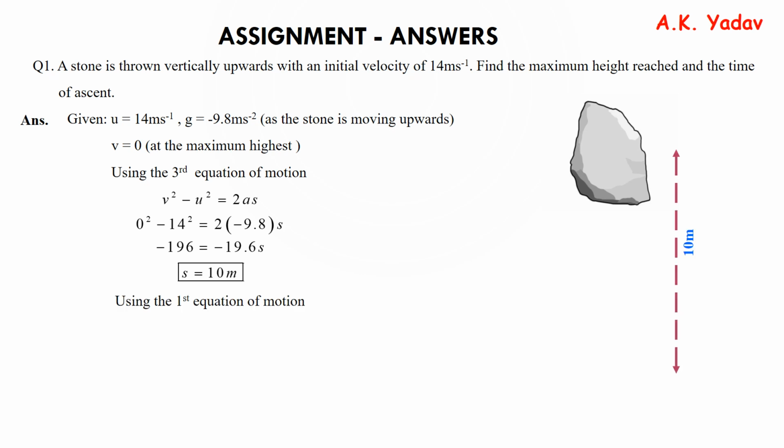Now let's use the first equation of motion, that is v equal to u plus at. v is 0, u is 14, a is minus 9.8, and we can find t is equal to 1.43 seconds.